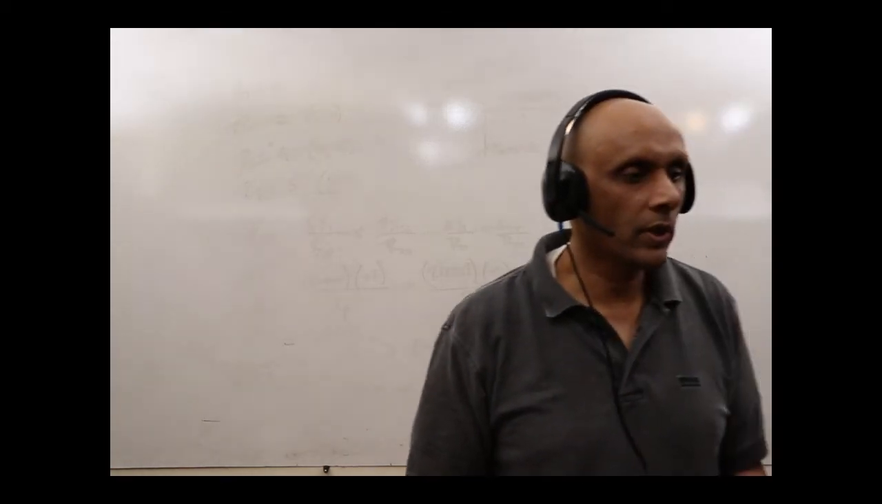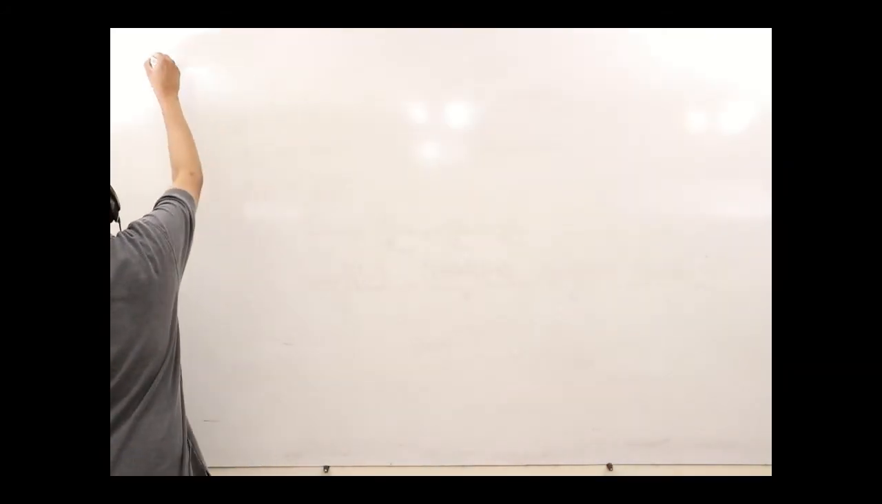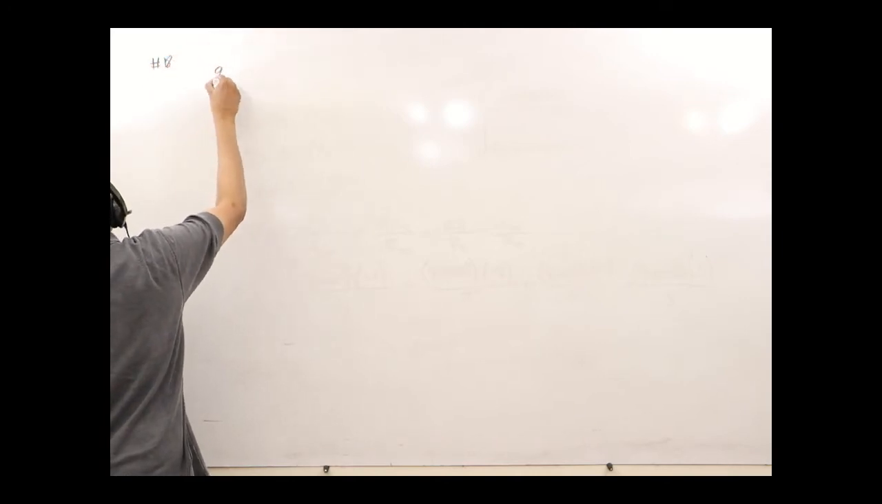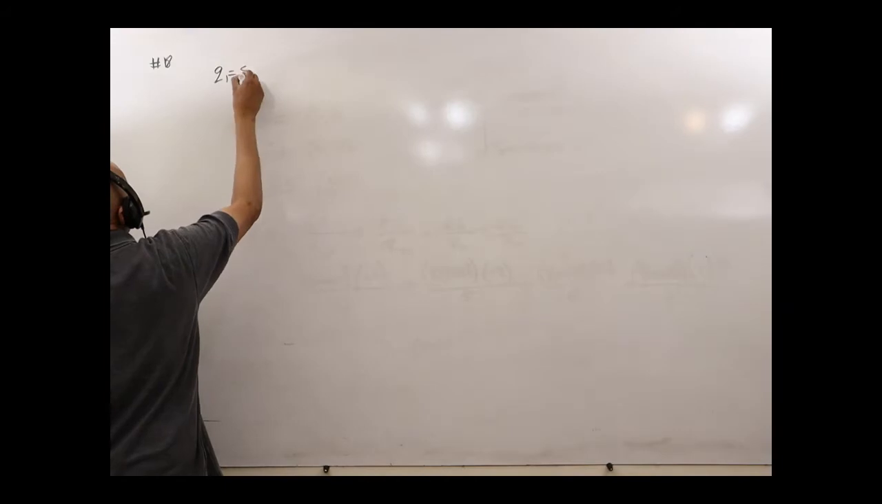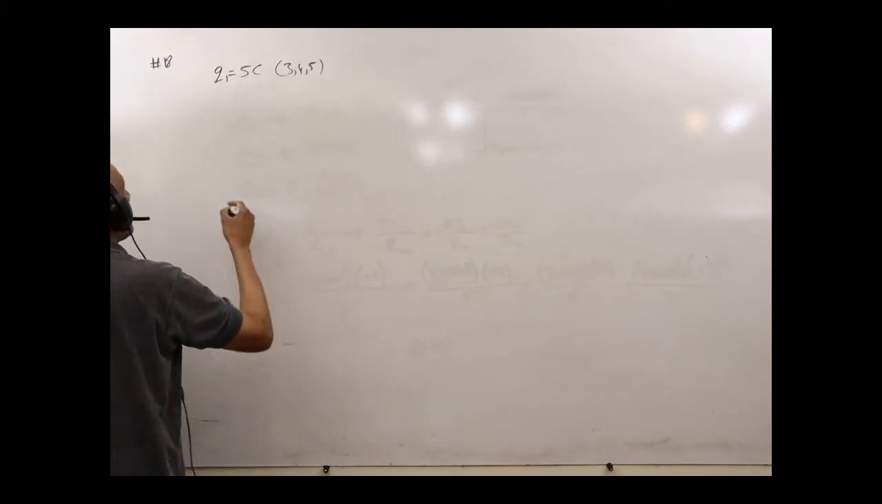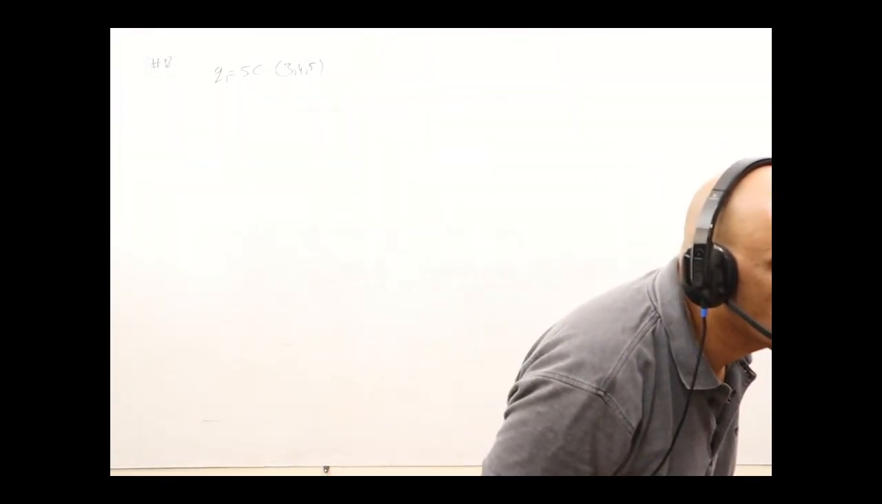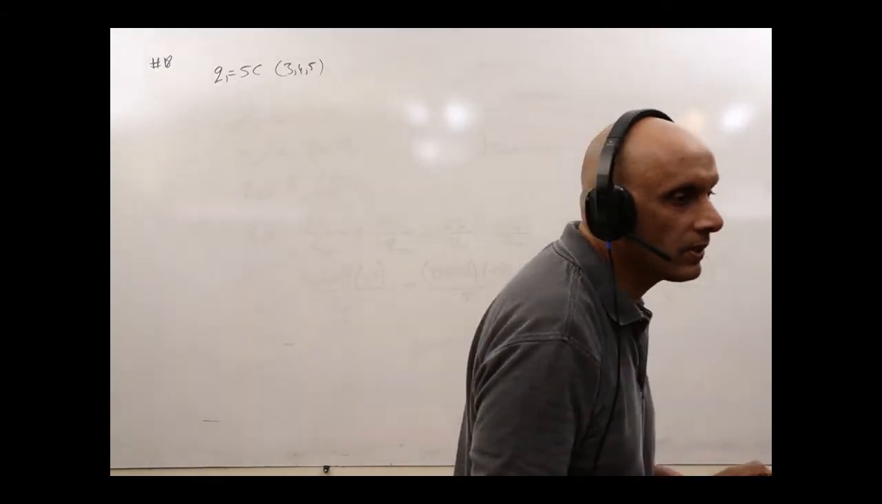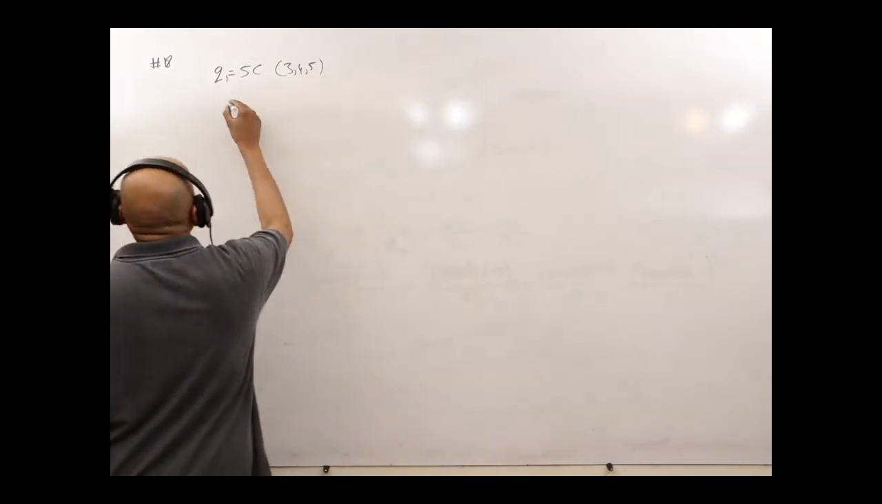Okay, so we're doing question number 18, and in this problem we're given a charge Q1 of 5 coulombs located at (3, 4, 5) in space. We're asked to find the potential difference between 2 points in space.